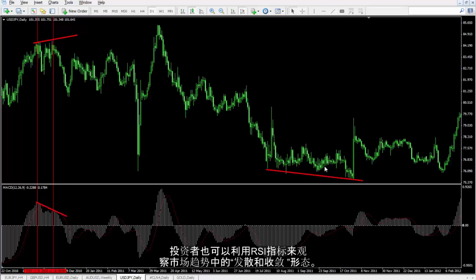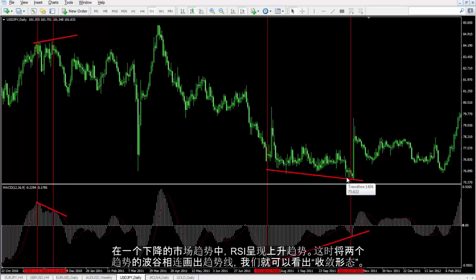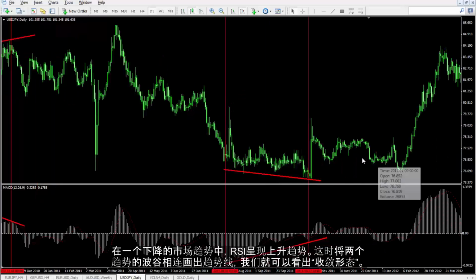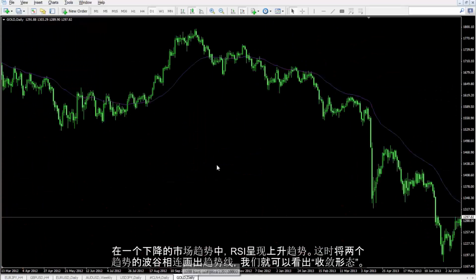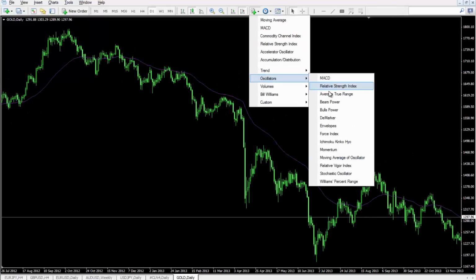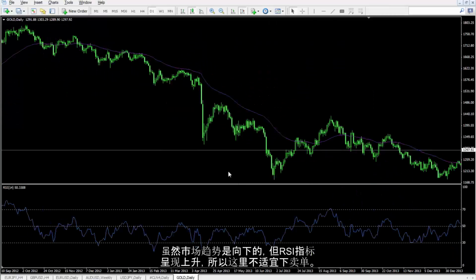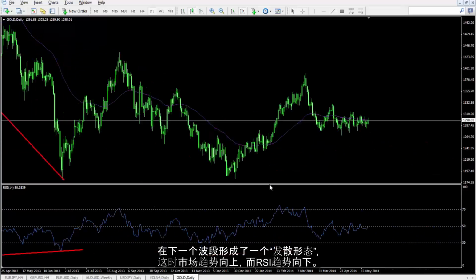A trader can use RSI to detect divergence and convergence on a market trend too. On a downward market trend, RSI has an upward trend. Convergence can be detected by connecting valleys of both trends via the trend line. Another convergence has formed on another time frame. Despite a downward market trend, RSI trend increased, so it was an unfavorable point to place a sell order. A divergence has formed on the next waves, where market trend had an upward direction and RSI trend declined.